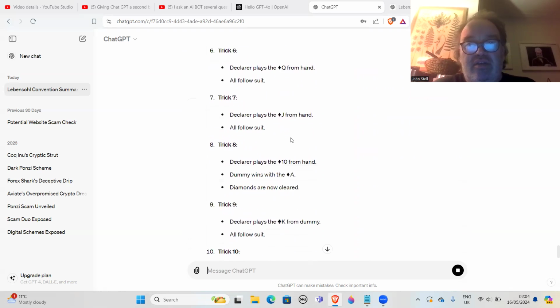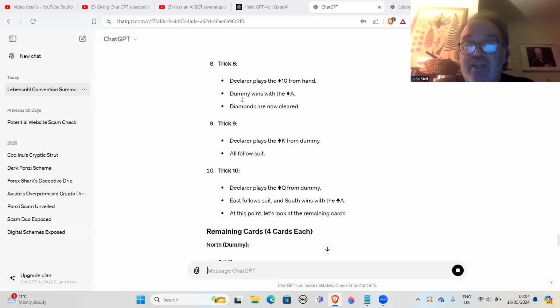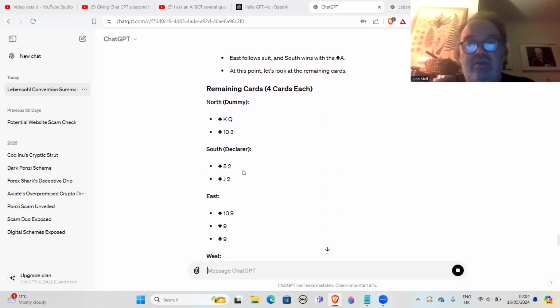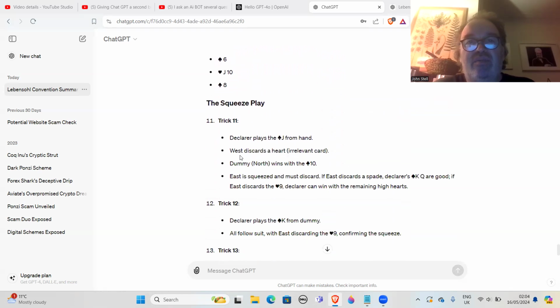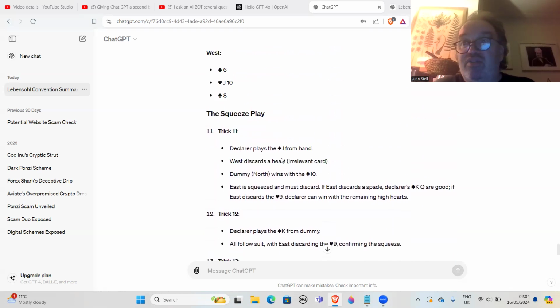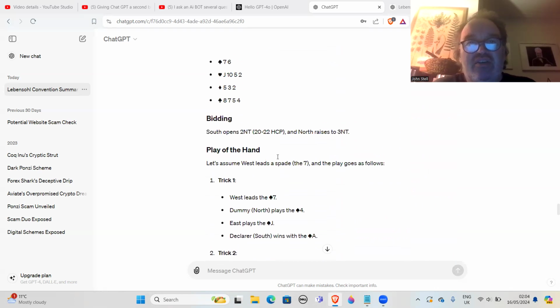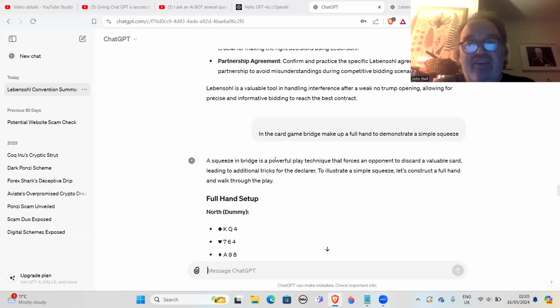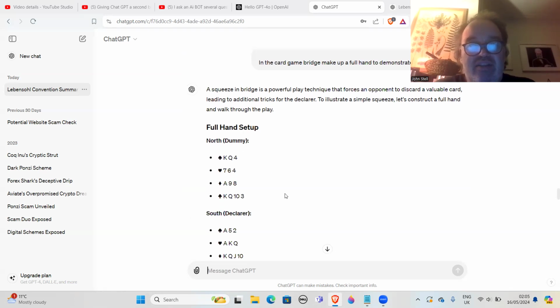Oh wow, it's going for every single trick here as well. Oh, this is looking like it's got potential. Let's have a look at this then. "A squeeze in bridge is a powerful play technique that forces an opponent to discard a valuable card, leading to additional tricks for the declarer. To illustrate a simple squeeze, let's construct a full hand and walk through the play." Impressive. Let's see if it can do it then.